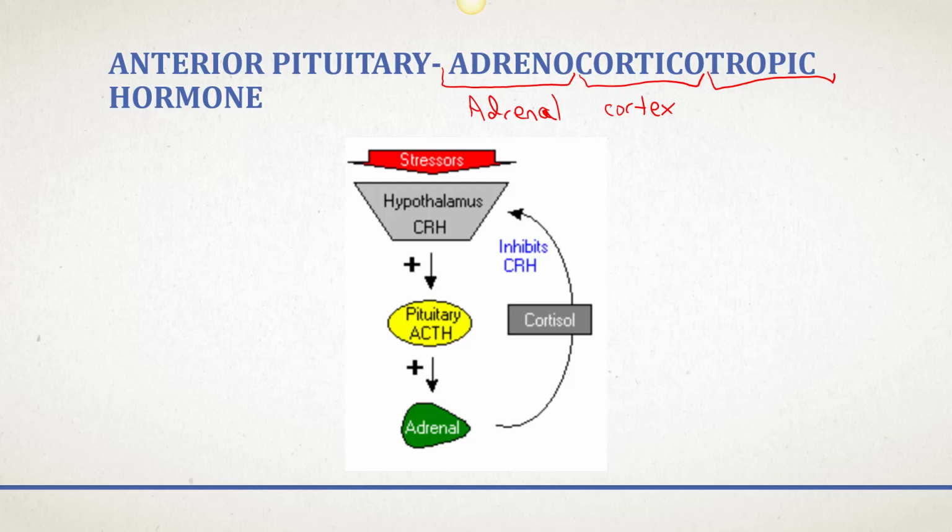And tropic is when one hormone stimulates the release of another hormone in another endocrine gland, or one endocrine gland stimulates another endocrine gland. So we're talking about a hormone that's released from the anterior pituitary, and it stimulates the release of hormones, particularly cortisol, from the adrenal cortex. So adrenocorticotropic hormone stimulates the adrenal cortex to release cortisol.